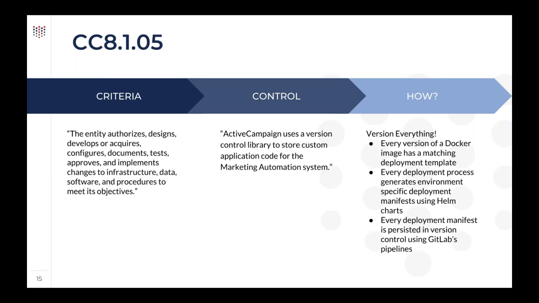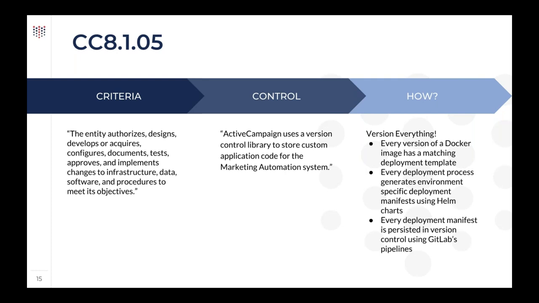I've been in other organizations where we did not have the best version controlling, and unfortunately, the latest version of something or an artifact could potentially be overwritten, and it caused a lot of headaches, and there was a lot of scrambling to identify and verify that all of our production, staging, and development environments matched one-to-one on active releases. So the criteria set forth is the entity authorizes, designs, develops, or acquires, configures, documents, tests, approves, and implements changes to the infrastructure, data, software, and its procedures to meet its objectives.